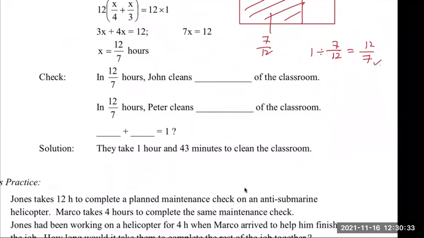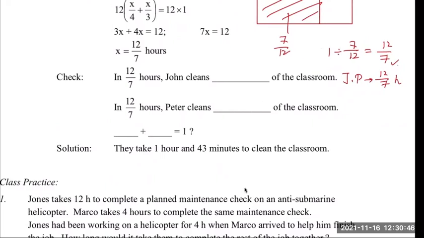Okay. So John and Peter need 12/7 hours to clean the whole classroom. Now we can check if the answer is correct, right? We got our answer here, so we can check. How do we check?